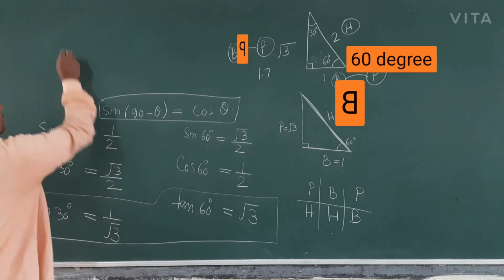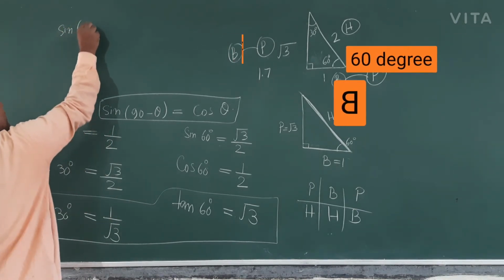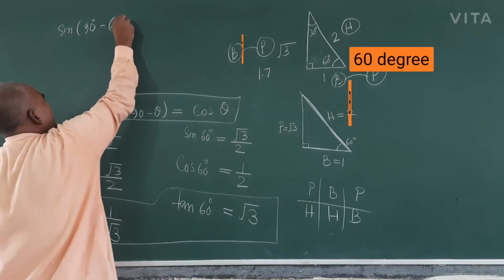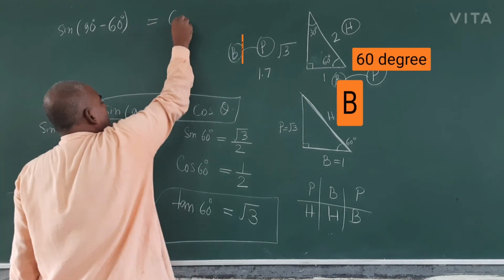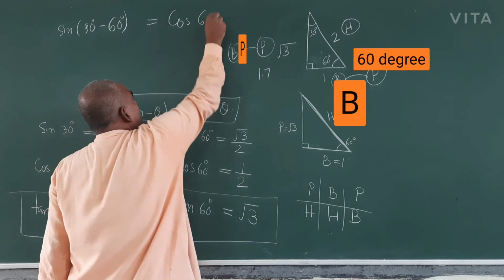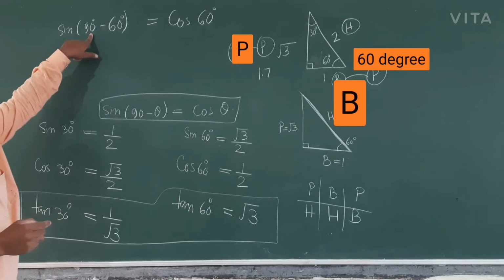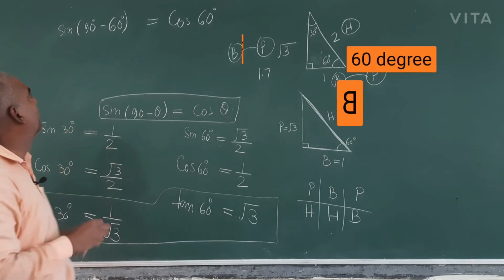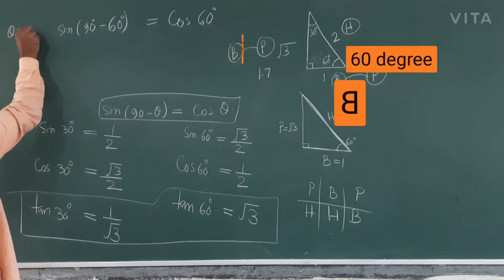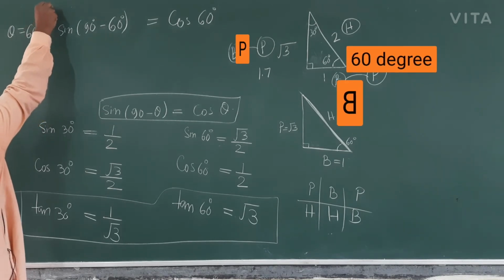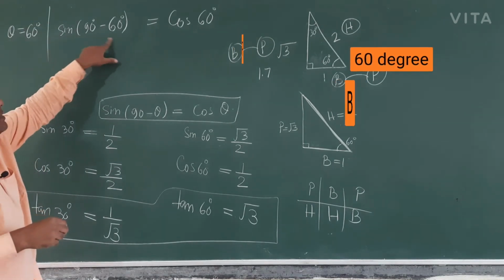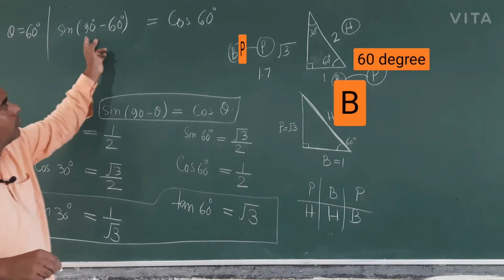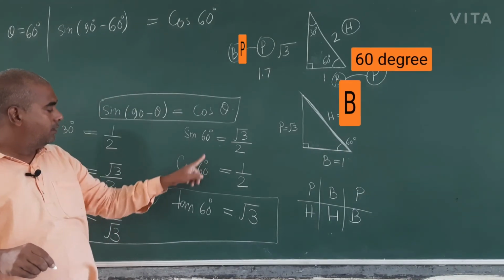Suppose you take sin 90 minus theta, and suppose I take theta as 60 degree here, so you get cos 60. Sin 90 minus theta is equal to cos theta. Theta means 60 degree. So what do you get? Sin 90 minus 60 is equal to what? Sin 30. Sin 30 is equal to cos 60.